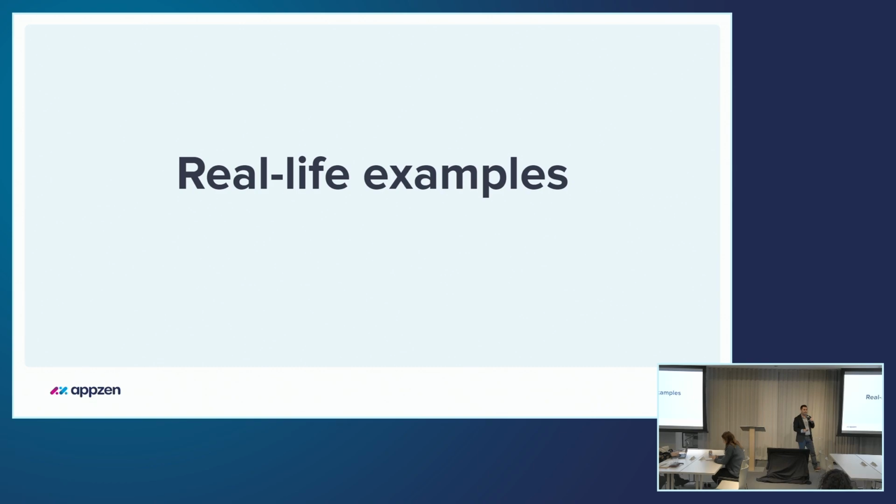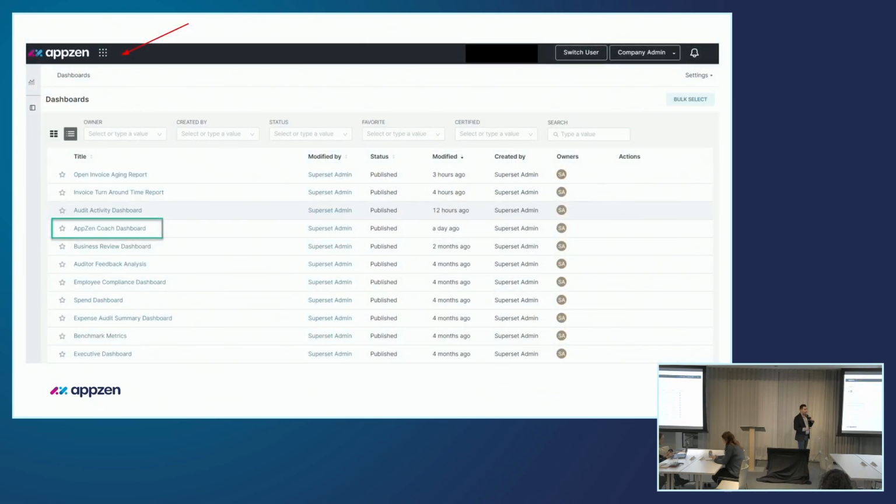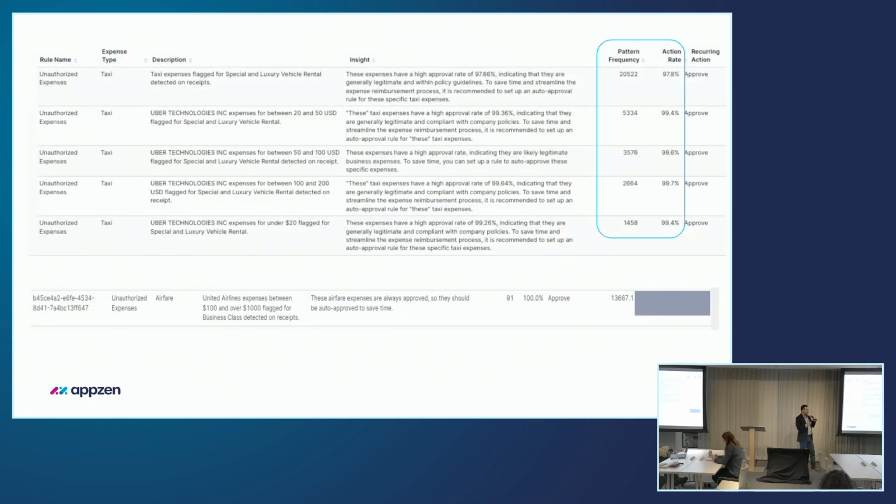So here are some real life examples that we saw. If anyone wants to log in and take a look at your data, you would start at the dots at the very top, and you can see it's listed as AppZen Coach dashboard. When you go into the dashboard, this is actually someone's data here. The rule name is unauthorized expenses, and it's for taxi. That first line is taxis and vehicle rentals, and it gives you some insight.